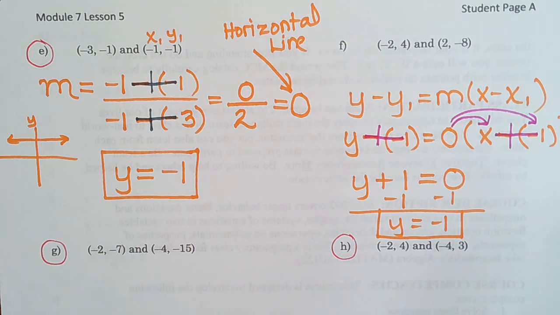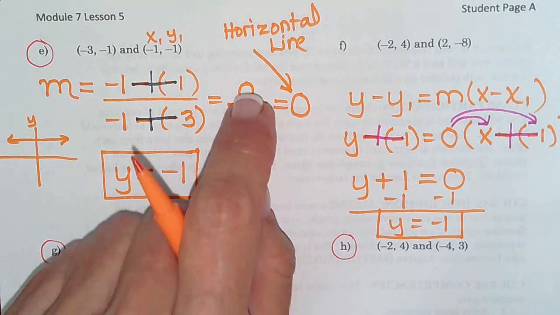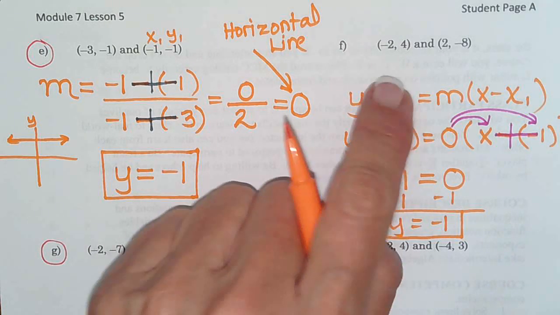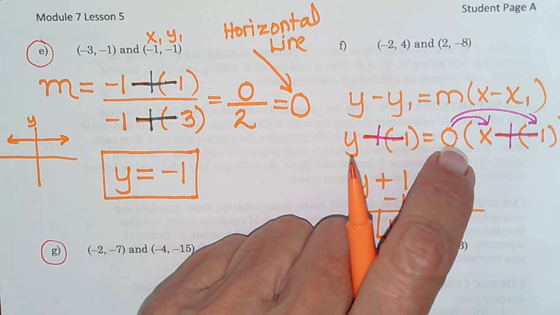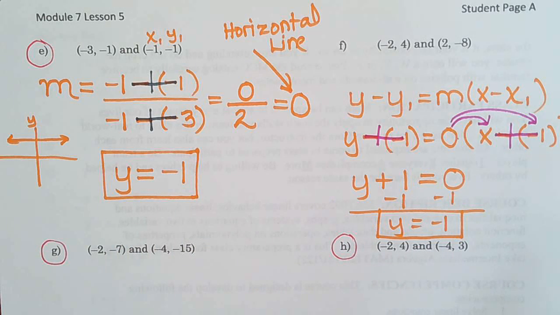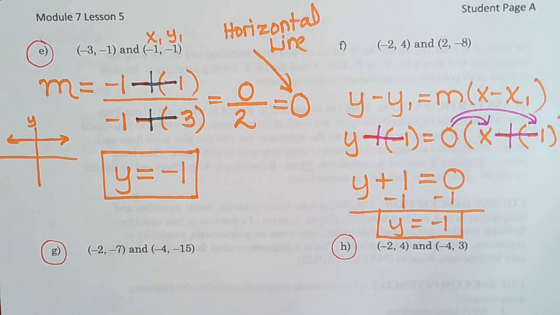So the only time you wouldn't be able to use this is if the slope was undefined. If this had been 2 over 0, then you wouldn't have been able to do this. How do you put an undefined number there? Then you would have to know to write x equals whatever. So with a 0 slope, you can still use point slope form. But with undefined slope, you have to know to go straight to x equals, because it's a vertical line.